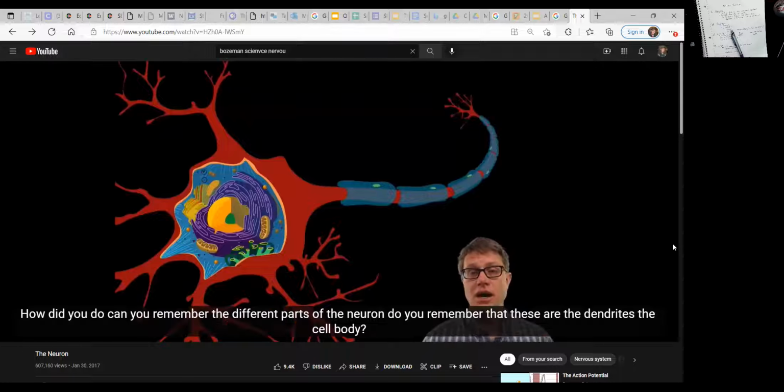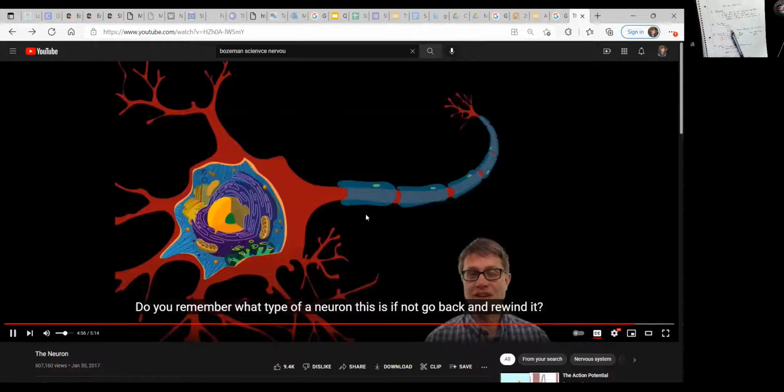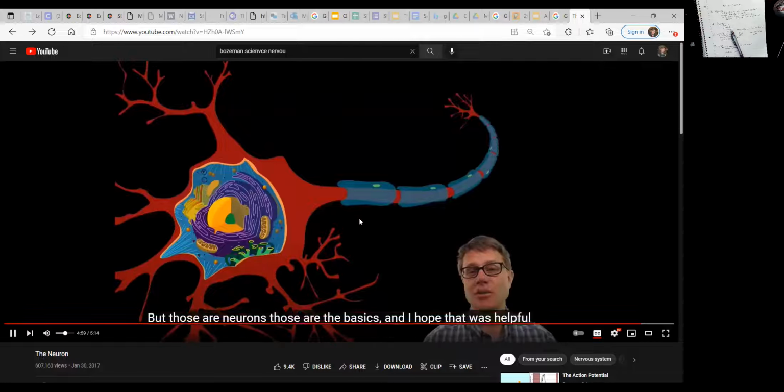And so that's the neuron. How did you do? Can you remember the different parts of the neuron? Do you remember that these are the dendrites, the cell body? Do you remember what type of a neuron this is? If not, go back and rewind it. But those are neurons. Those are the basics, and I hope that was helpful.